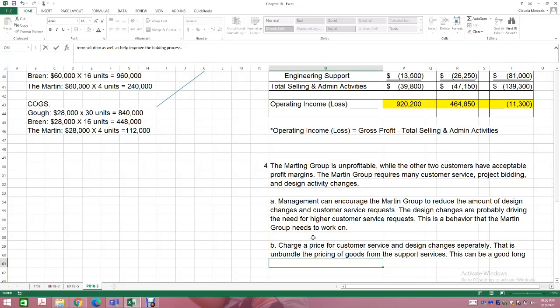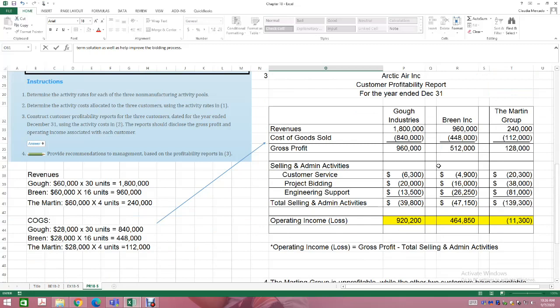And the other 2 companies, like I said, if you look at Go and Brin, they're doing steady. Yes, maybe they're using a little bit more than they could, but they're still providing the company, us, that we're selling these AC units with income. The one that's really out of proportion is the Martin Group. Okay. First of all, we're not generating much revenue from them. Second of all, our selling and admin costs are huge. Okay, so we are actually operating at a loss by dealing with the Martin Group.